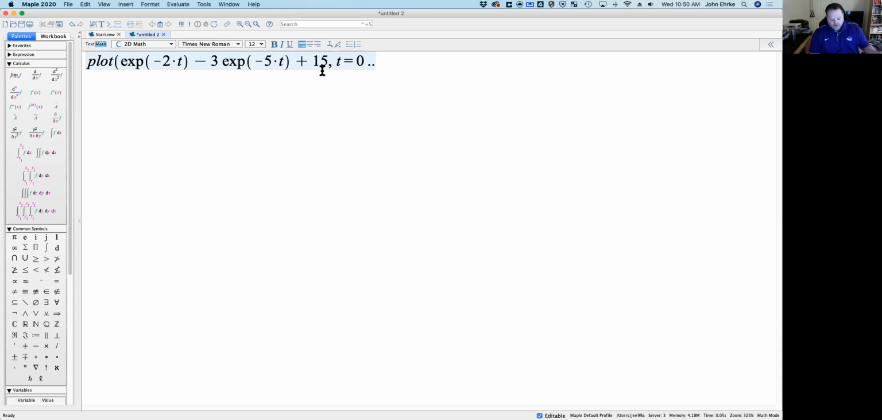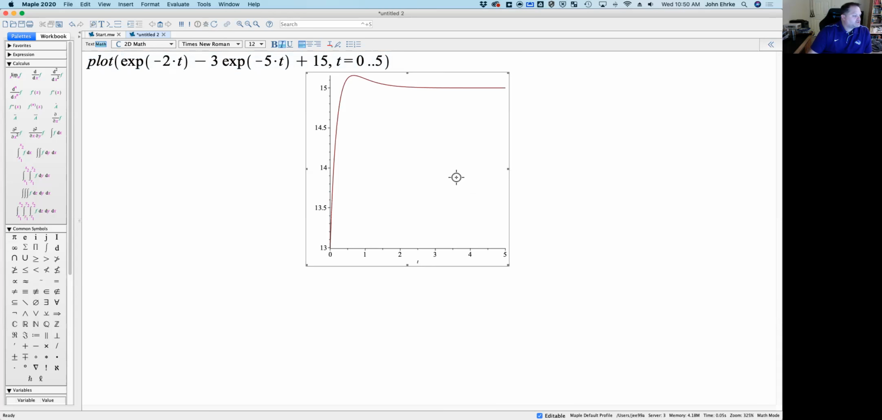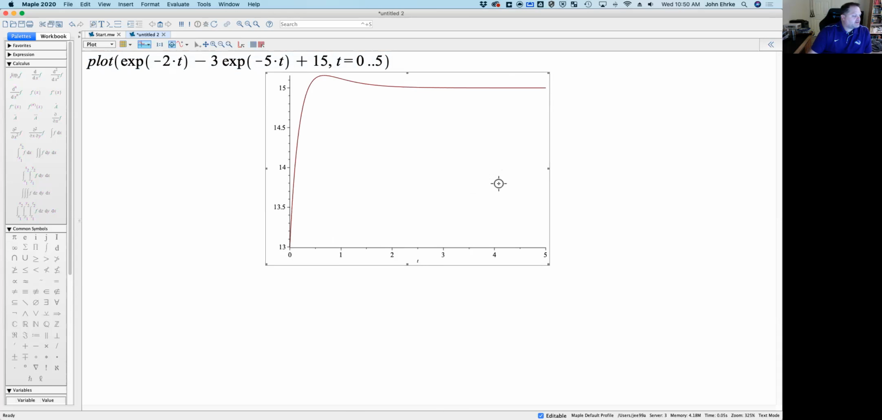Well, I know that most of the decay is going to happen in the first 2.5 seconds. So I need to go at least 2.5 seconds, probably 3 or 4, so I can see the steady state part take over. So I'm going to go out to, let's just go out to 5 and see what it looks like. So you can see here the solution that we have.